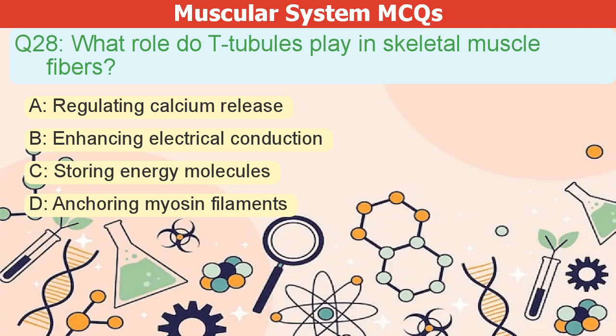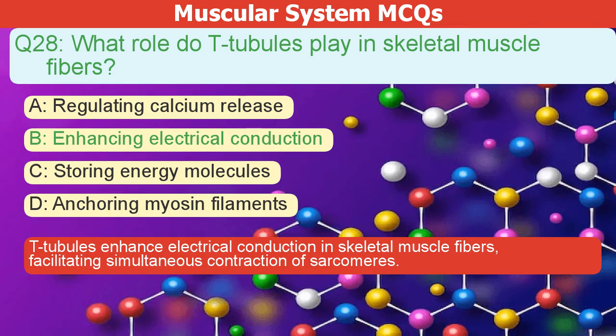What role do T-tubules play in skeletal muscle fibers? A. Regulating calcium release. B. Enhancing electrical conduction. C. Storing energy molecules. D. Anchoring myosin filaments. The correct answer is B. T-tubules enhance electrical conduction in skeletal muscle fibers, facilitating simultaneous contraction of sarcomeres.